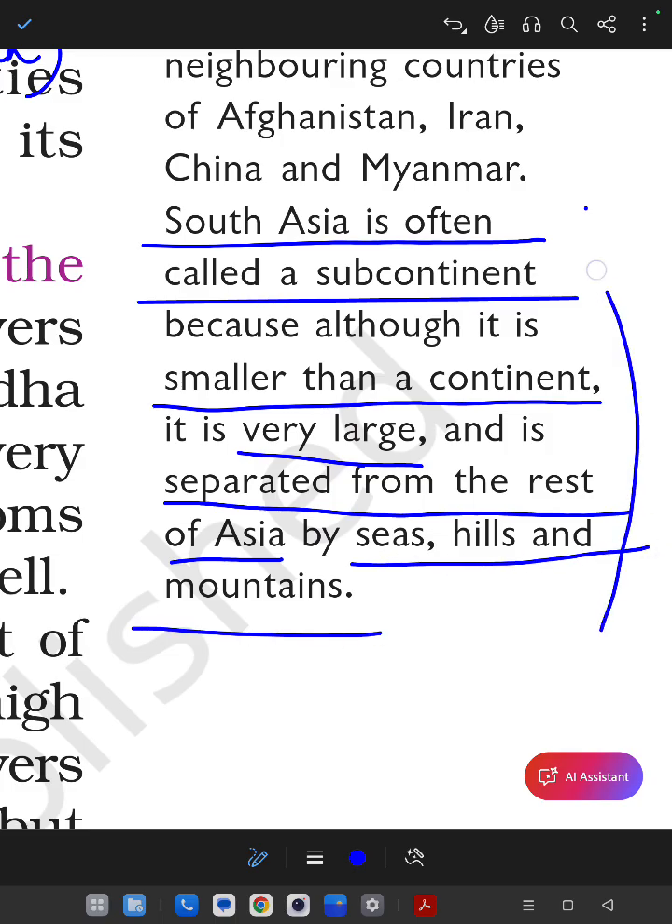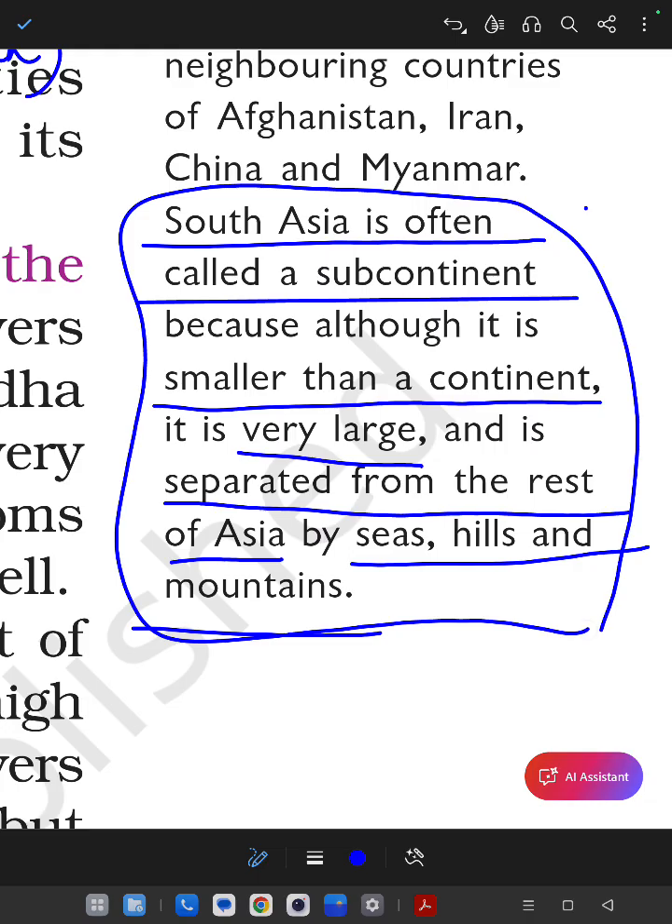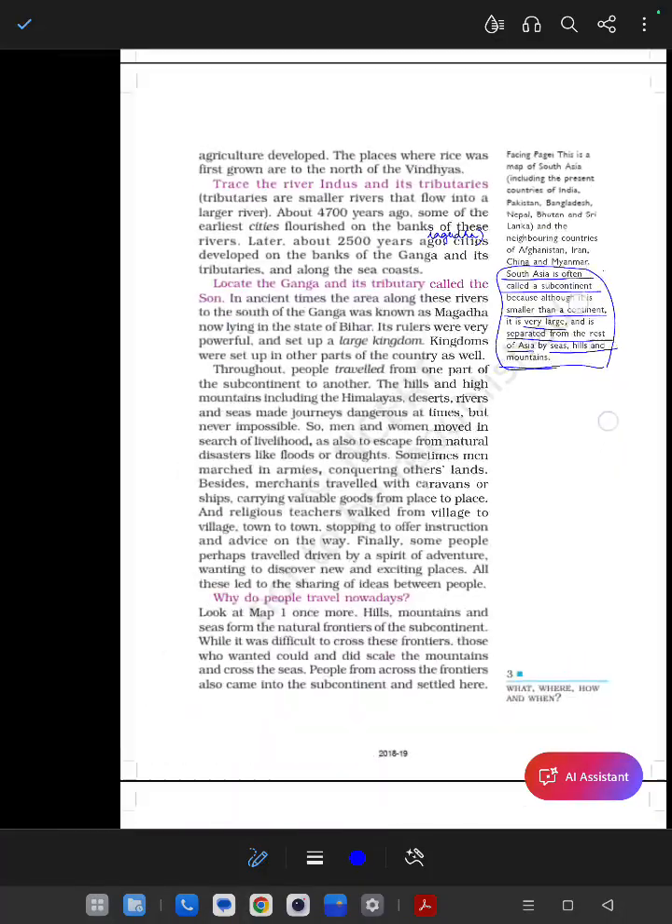So this can also be a question: is South Asia called a subcontinent? Yes. Is South Asia called a continent? You can say no, it is a subcontinent. It has been mentioned that it is a subcontinent. Don't just think that it is a continent. Okay, don't fall into the trap. It is a subcontinent, and why? Although it is smaller than a continent, it is very large and separated from the rest of Asia by seas, hills, mountains. Okay. Next.